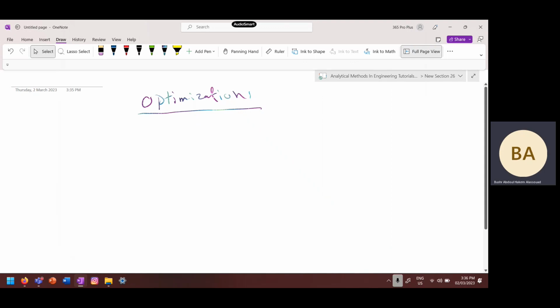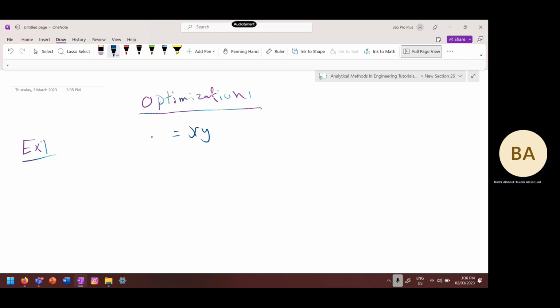All right, we will start with optimization. We'll start with an easy example. Example one. Let's say that you are required to find the multiplication of two numbers. Let's name this function C, as in cost function. Find the multiplication of two variables, x and y.